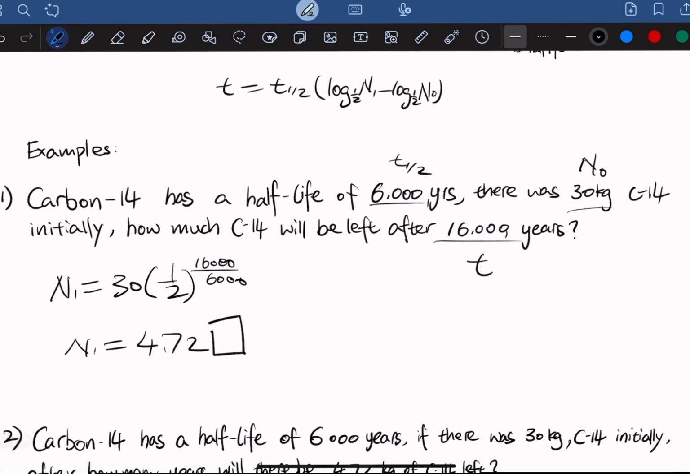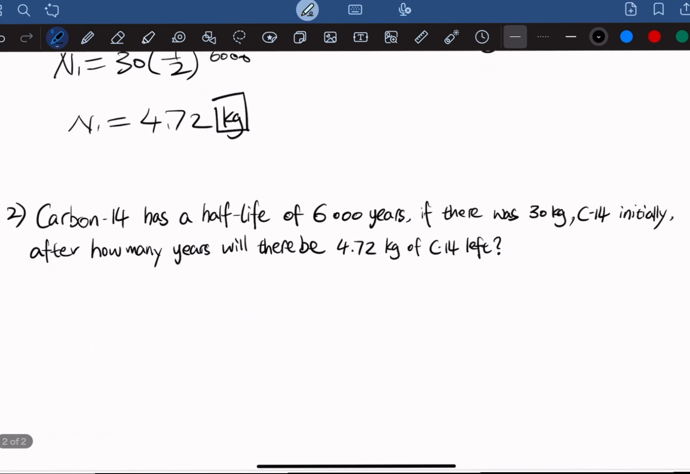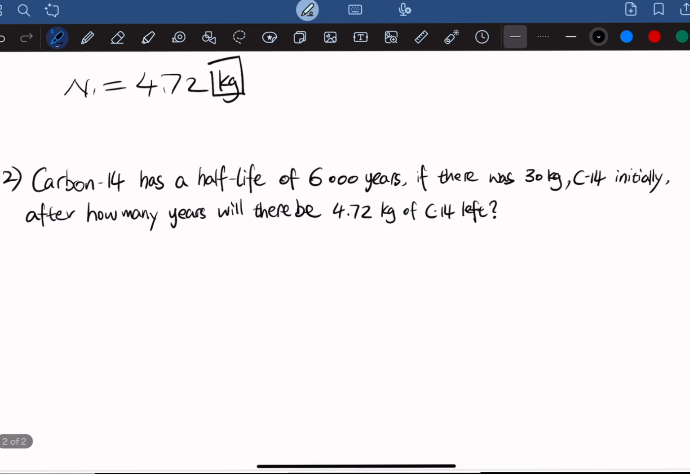Here, what is the unit? Okay, remember, the unit of N1 is always equal to the unit of N0, because we want to keep all the units to be the same. So, kg.